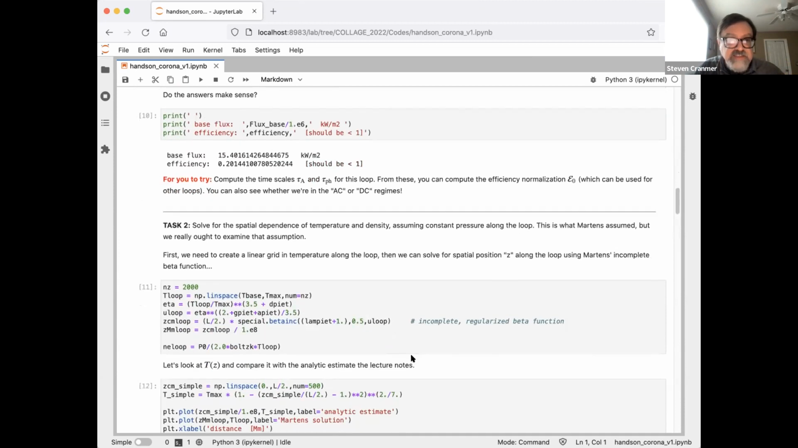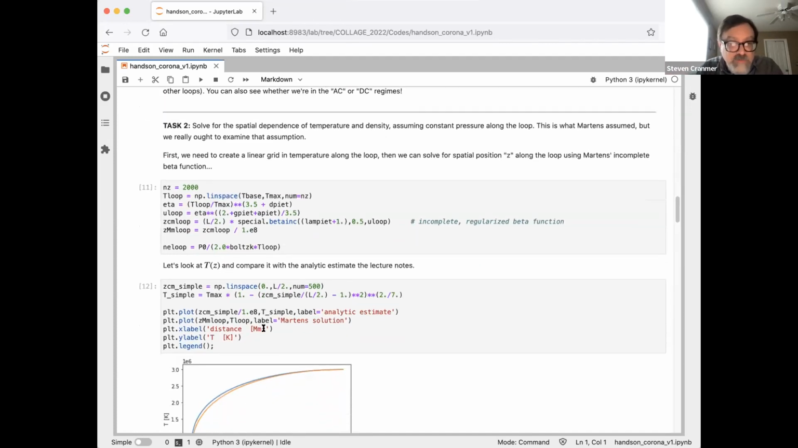The second thing is to actually solve for the spatial dependence. I don't know if I need to go through it all verbally. It's basically implementing Martin's equation with this incomplete regularized beta function, which has a nice special function evaluation in SciPy. Yeah, you can't solve for temperature as a function of height. You have to solve for height as a function of temperature, and then just plot them in the right way just to see what they look like. And we can do that.